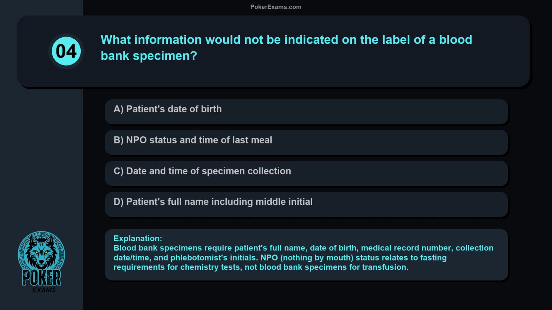Blood bank specimens require the patient's full name, date of birth, medical record number, collection date, time, and phlebotomist's initials. NPO, nothing by mouth, status relates to fasting requirements for chemistry tests, not blood bank specimens for transfusion.